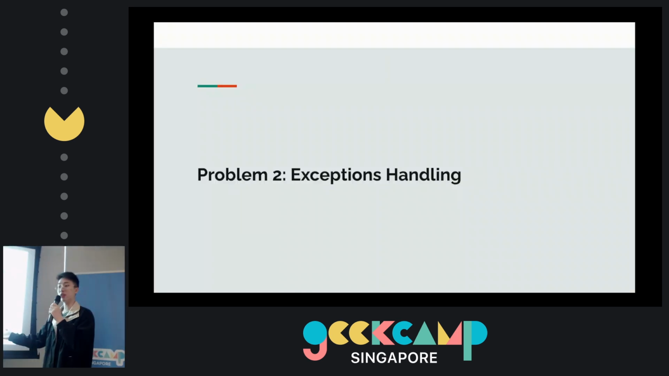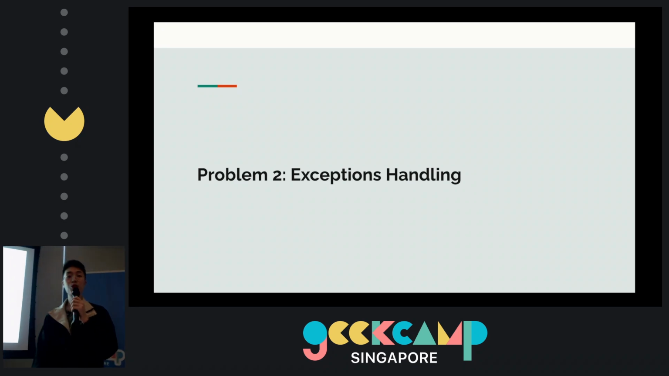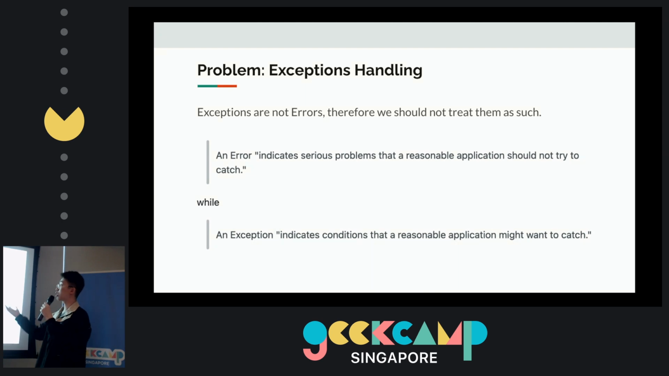The second problem is exceptions handling. Some of you may be wondering, why am I not saying error handling? It's because exceptions are not errors, therefore we should not treat them as such. The key idea here is that an error is something that shouldn't be recoverable. For example, a classic error that you have heard of is an out of memory error. Once your computer runs out of memory, nothing can recover from that. Of course, I mean, the program itself cannot recover from that.